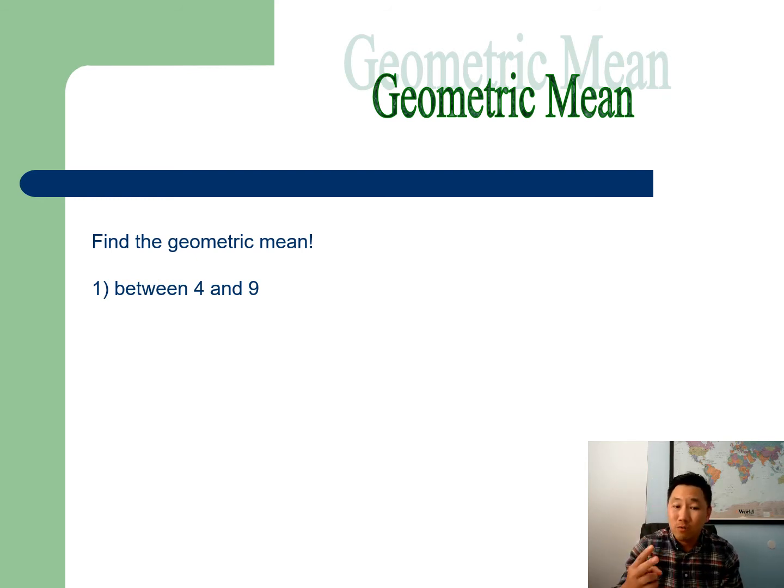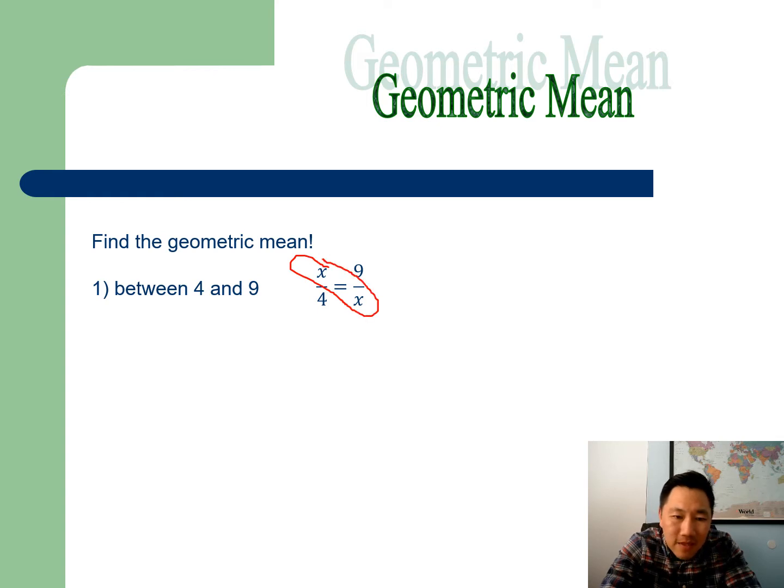To find the geometric mean, you actually have to set up a proportion, what we've been working with. There it is. The geometric mean goes in these two positions, and then the numbers that they want to find, the 4 and the 9, go in the other two positions. The geometric mean is always going to be on the same diagonal. Go ahead and cross multiply.